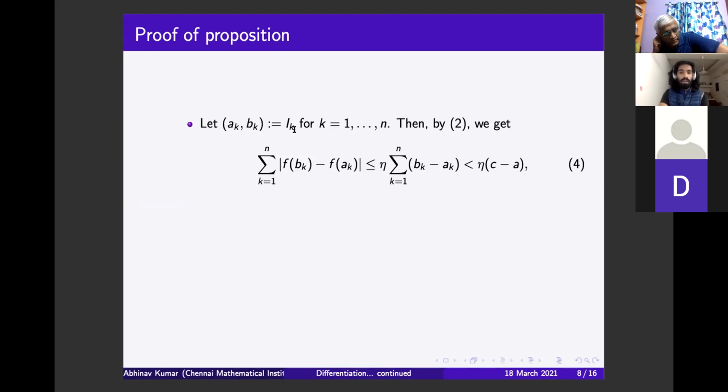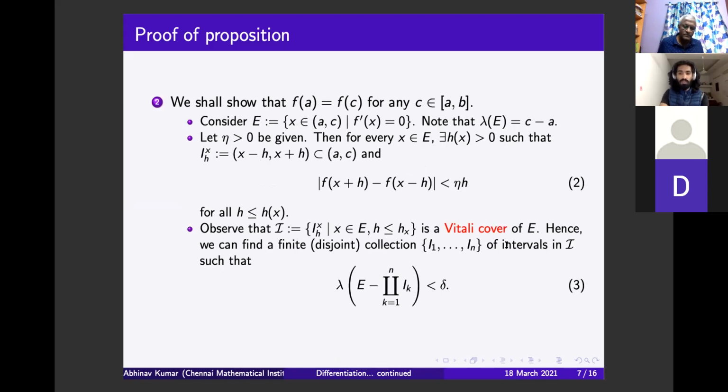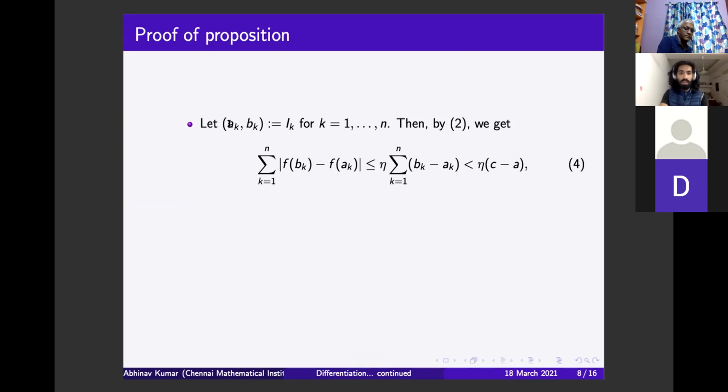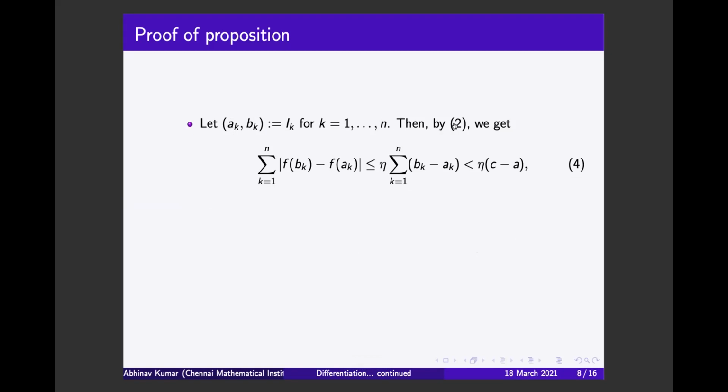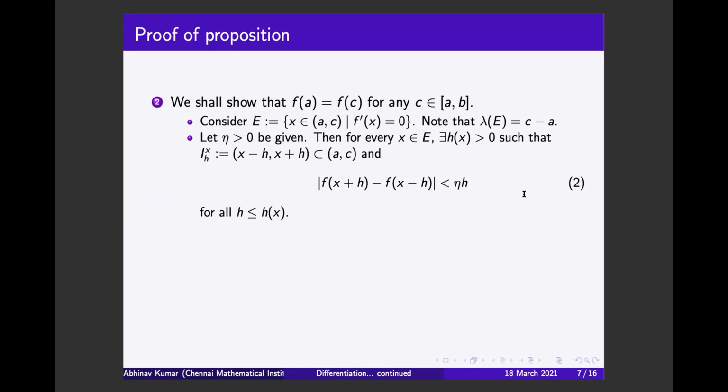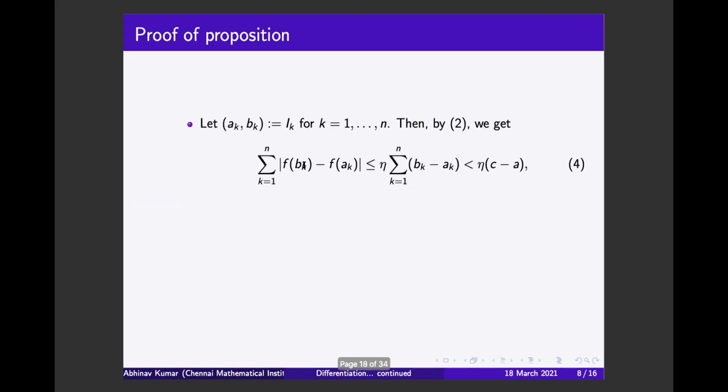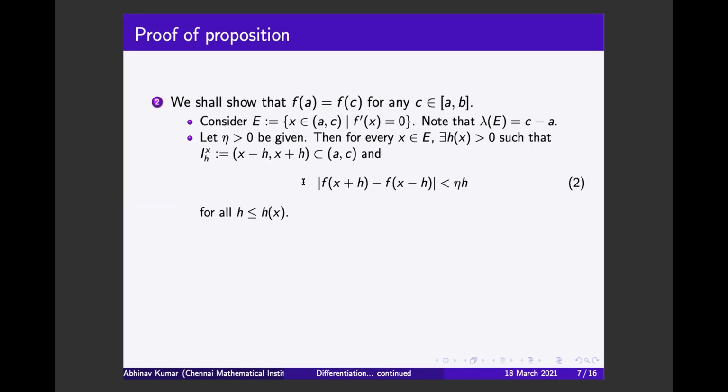Now let us call, within this finite collection of intervals, let us just denote each of them like so. Then by 2, this is what follows. And this is simply because we're just summing over those intervals. For each interval, we knew that this quantity is less than n times h. It was formulated slightly differently, but this is what we had. And then we just sum over all that finite collection of intervals.